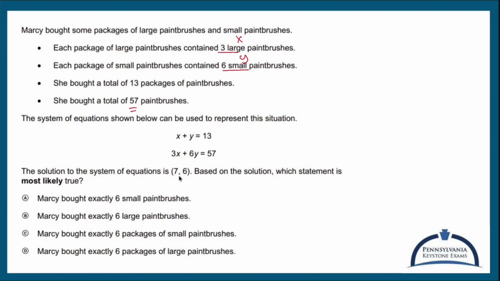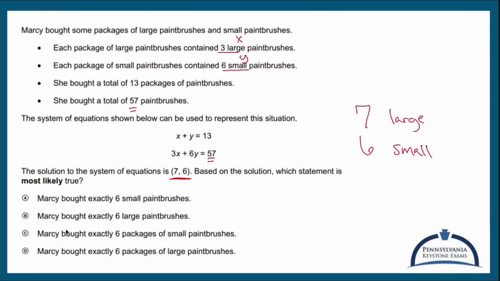The solution to the system of equations is 7, 6. Very good. Based on the solution, which statement is most likely true? Well, if that's the case, then if 7, 6 is an option, then you bought 7 packages of large paintbrushes and you bought 6 packages of small paintbrushes. Packages, not large and small, packages. Because if you were to say, oh, I only bought 7 large paintbrushes and 6 small paintbrushes, that's 13 paintbrushes when you wanted 57 paintbrushes.